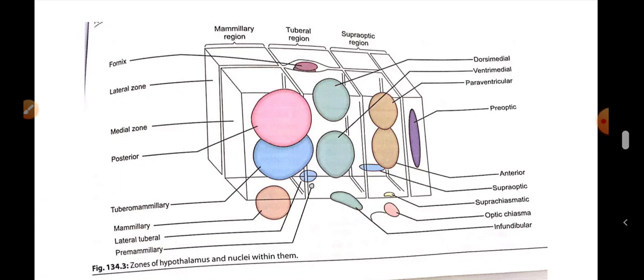Then the mammillary region, it consists of the posterior nuclei, tuberomammillary nuclei, the mammillary nuclei, lateral tuberal nuclei and the premammillary nuclei. So these are present in the mammillary region. So these nuclei are classified according to the zone of the hypothalamus, and in each zone there are different nuclei present.